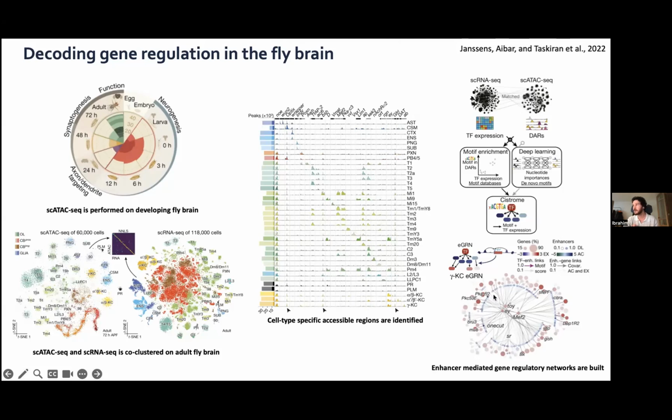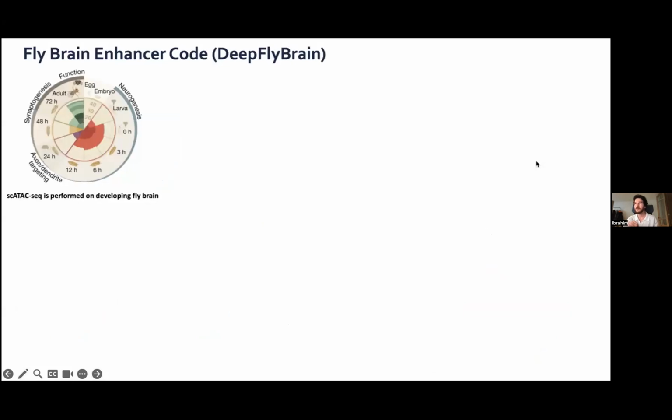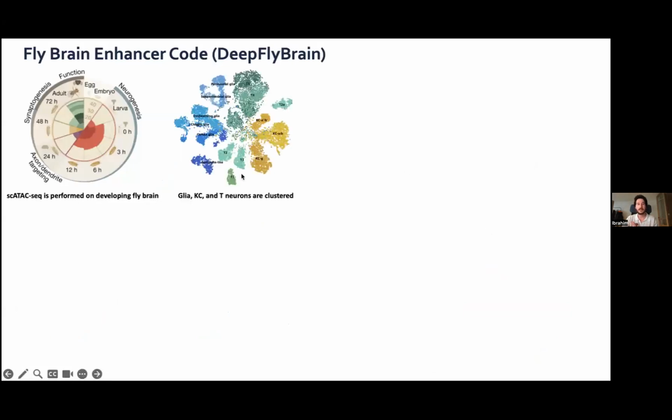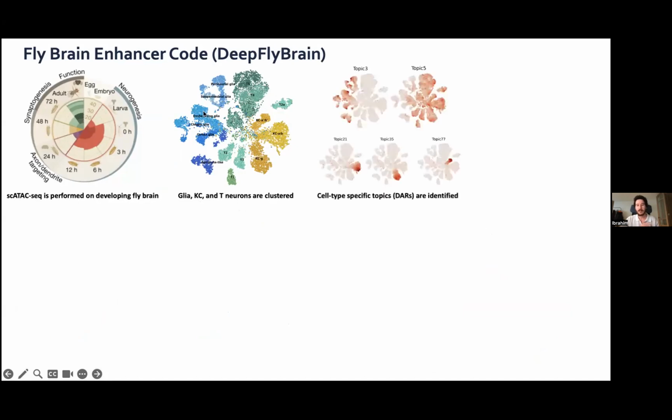And this part, I was mostly involved in the deep learning part. For our models to train, we further clustered. We chose the glial cells, Kenyon cells, and T neurons, and further clustered them. There are like 15, 16 cell types. And we identified, again, similar to melanoma, cell type-specific accessible regions, or state-specific accessible regions.